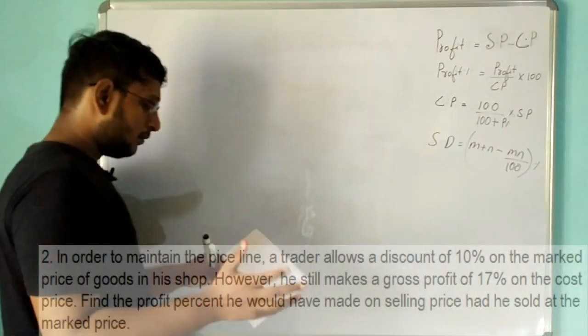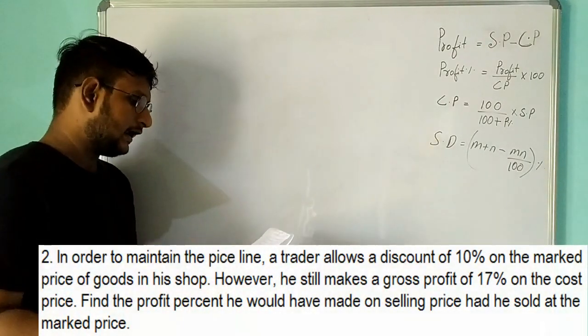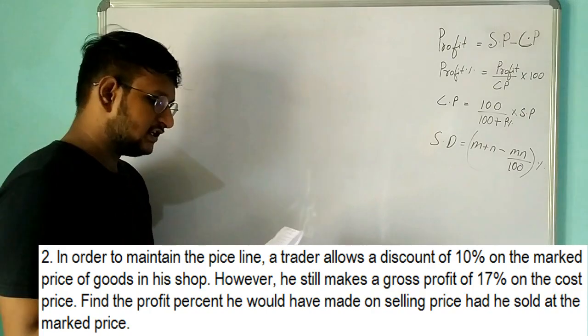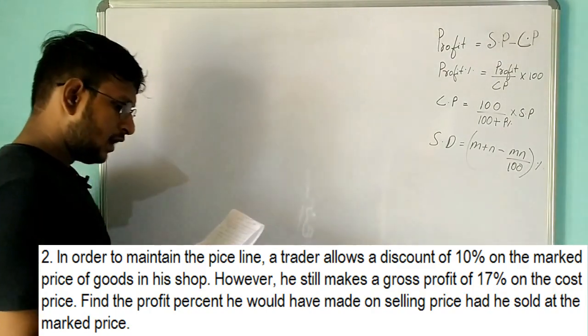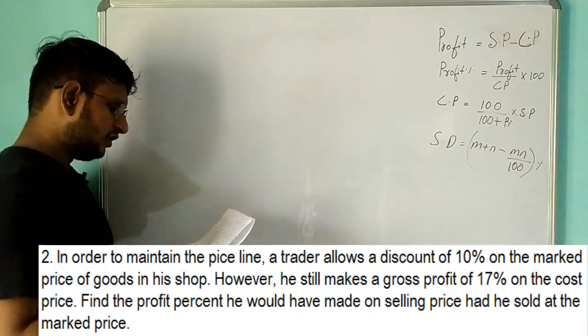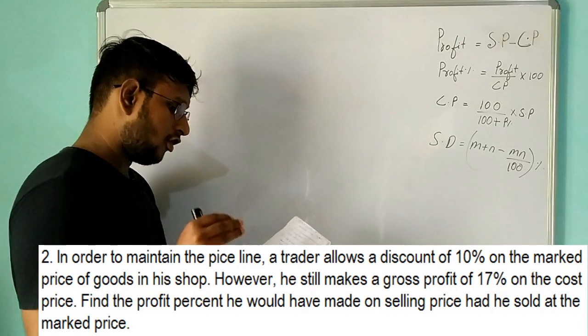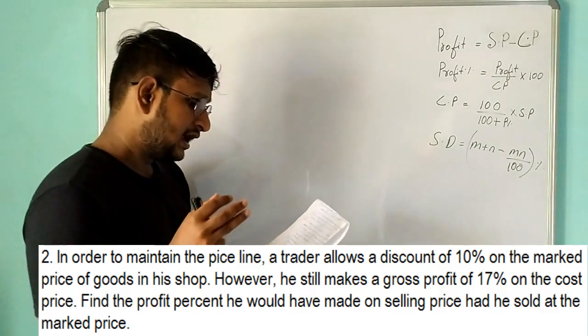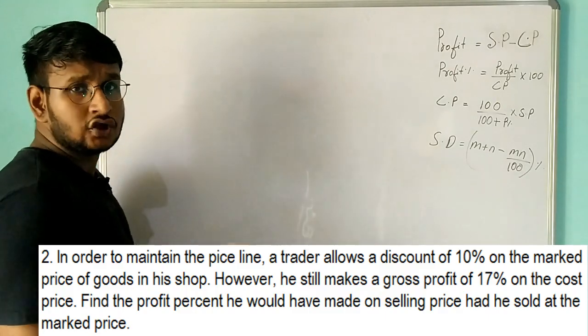Okay, so the first problem says that in order to maintain the price line, a trader allows a discount of 10% on the market price of his goods in his shop. However, he still makes a gross profit of 17% on the cost price. Find the profit percentage he would have made on the selling price if he had sold at the market price. Okay, so this is the question.